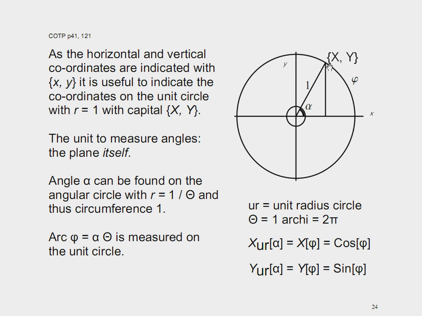and it's common to say that this is an angle of phi radians, but it's clearer, I think, to use alphas as angles and phi for arcs on this circle. In that case, we get the trigonometric functions x-r for alpha or x for phi gives us the cosine of phi, and y-r for alpha and y for phi gives us the sine of phi.